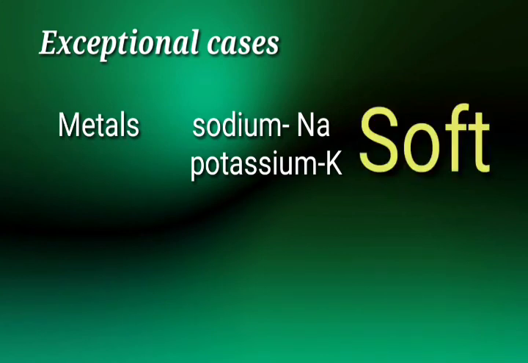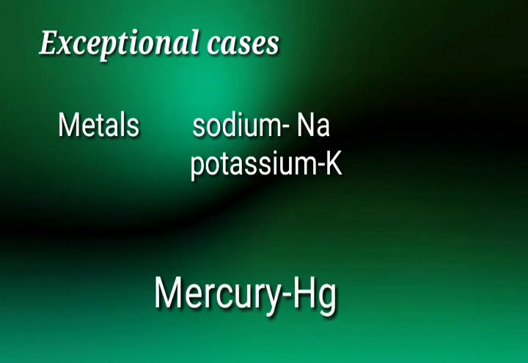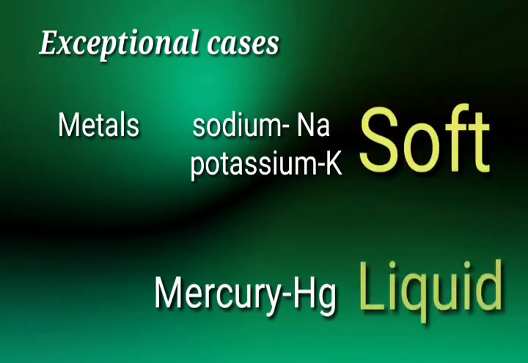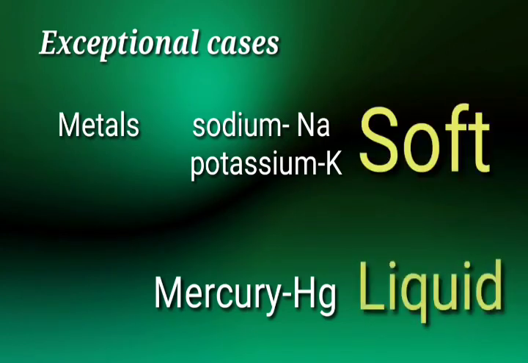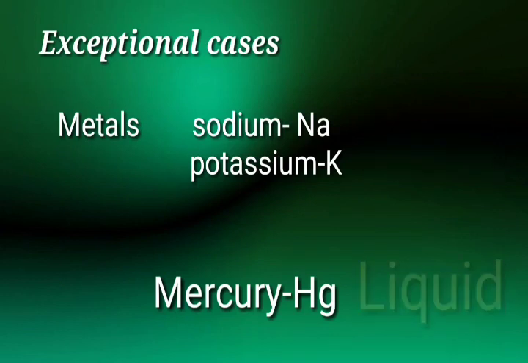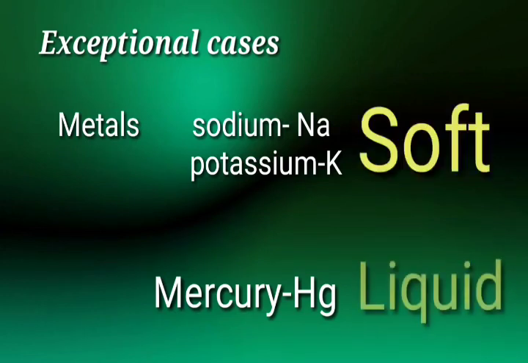So what are the soft metals? Sodium and potassium. And the other exception is mercury. Mercury is a metal but it is in liquid state. We have learned all metals are in solid state, but mercury is the metal which is a liquid at room temperature.